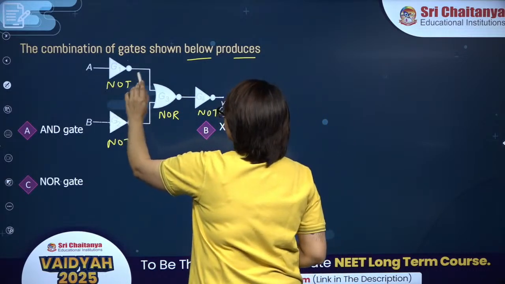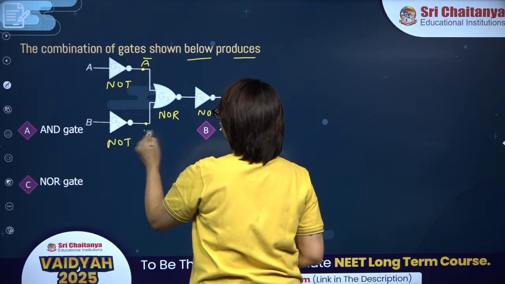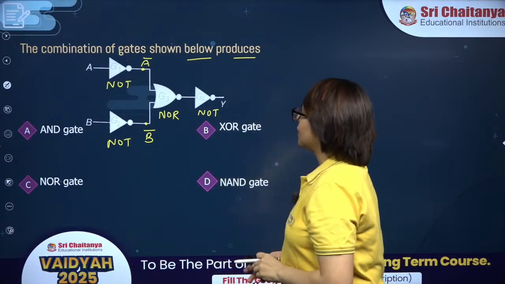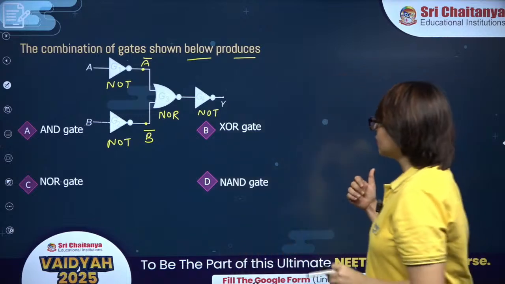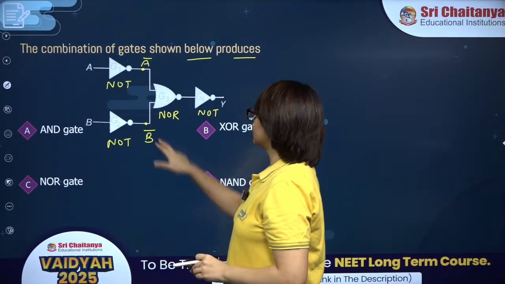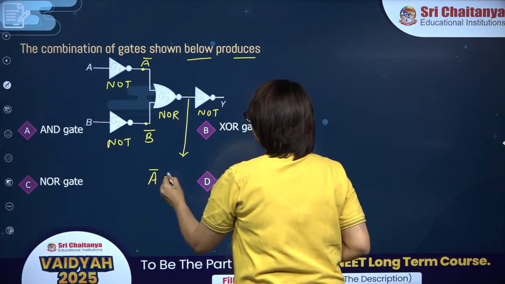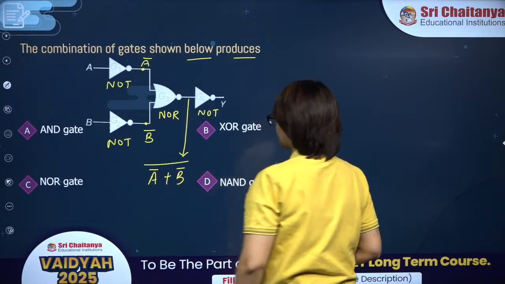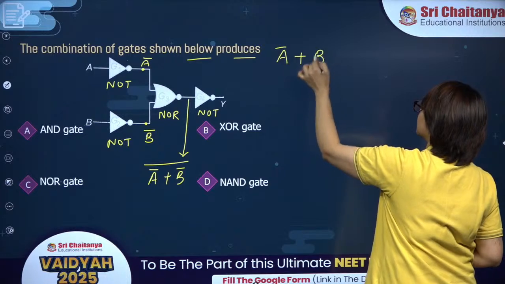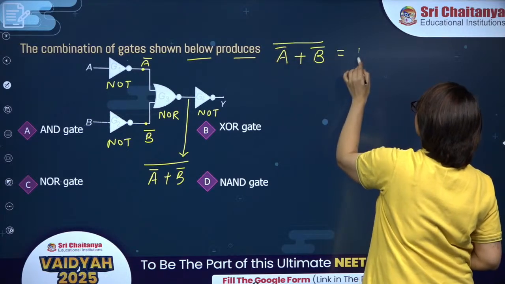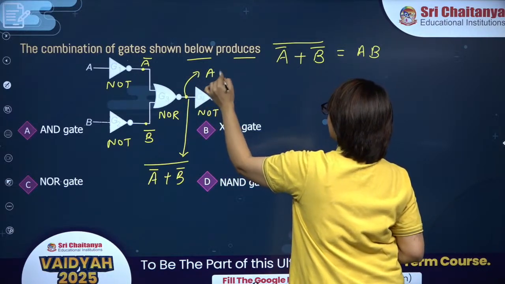So if A is passing through NOT, it will become A bar, and B is passing through NOT, it will become B bar. Now A bar and B bar are the inputs to this NOR gate. So for the NOR gate, the output will be (A bar plus B bar) whole bar. According to De Morgan's theorem, this will be A into B only. So basically the output of this NOR gate is A into B.